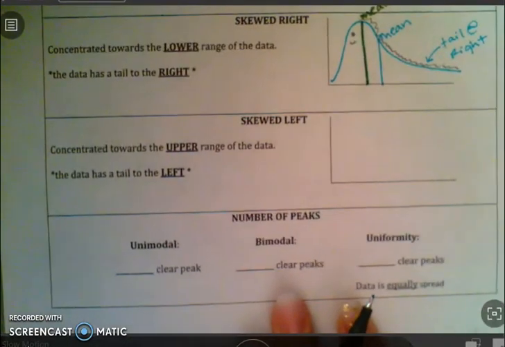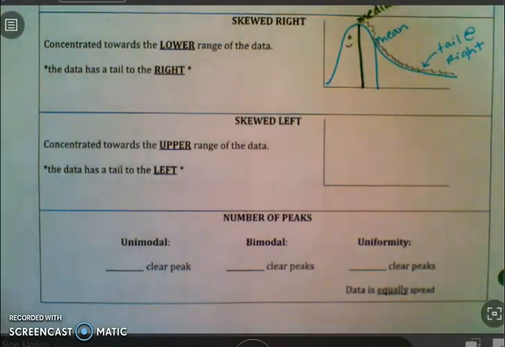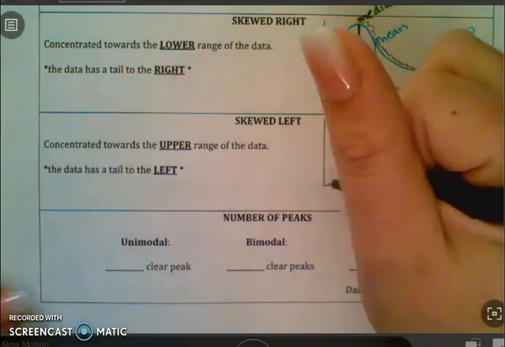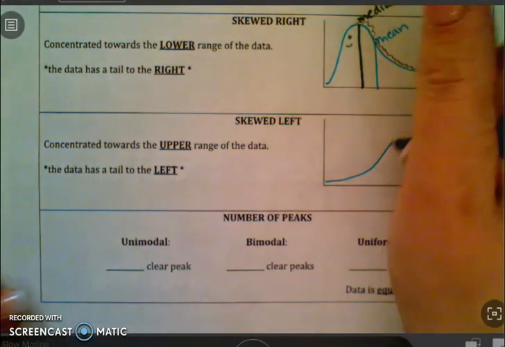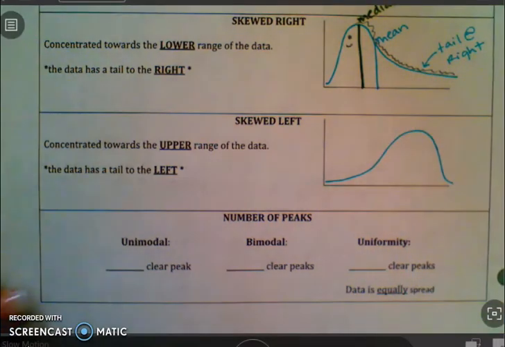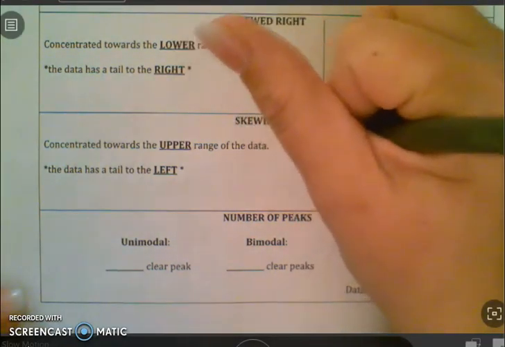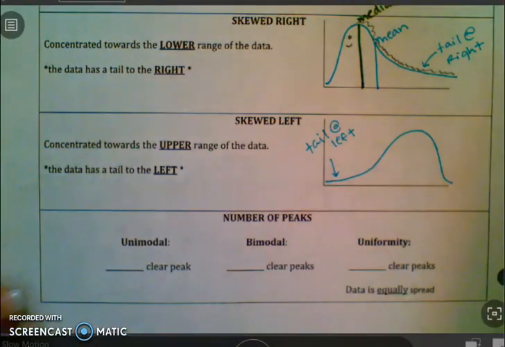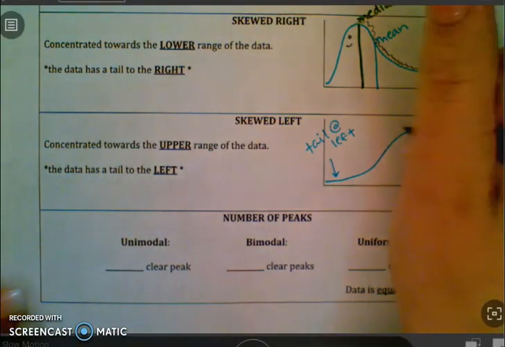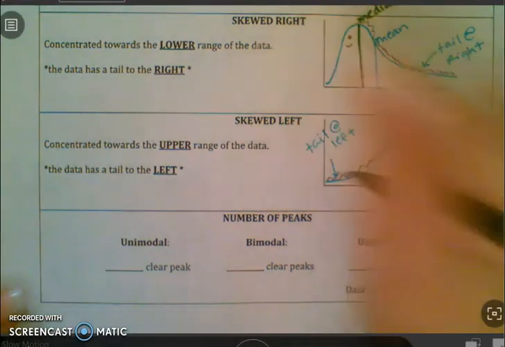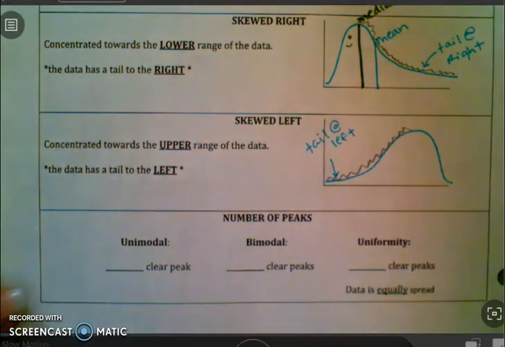Okay, next we have skewed left. So concentrated towards the upper range of the data. The data has the tail to the left. So now it's going to look more like that. So again, here's your tail. Tail is at the left side. And again, if you're not sure, draw your little dinosaur. So his tail is on the left.